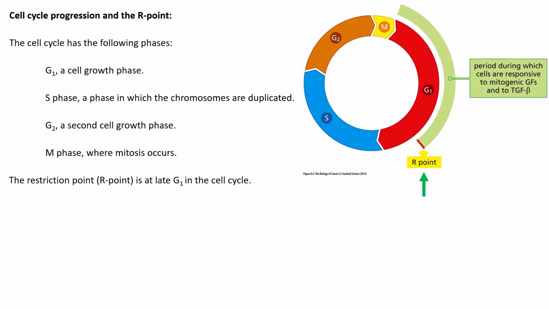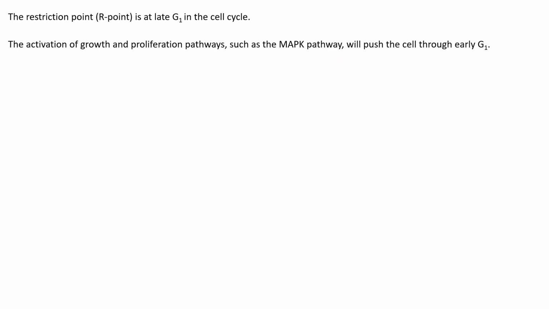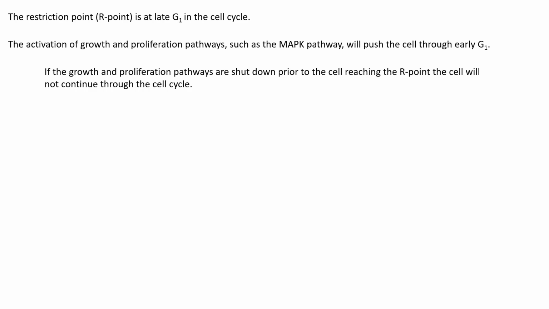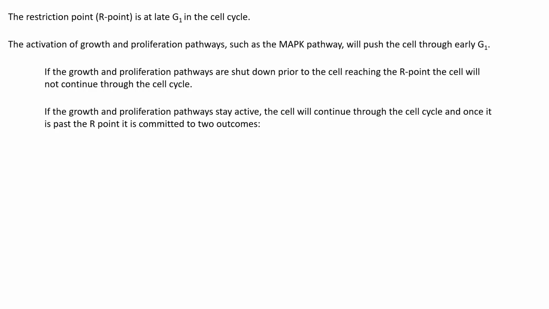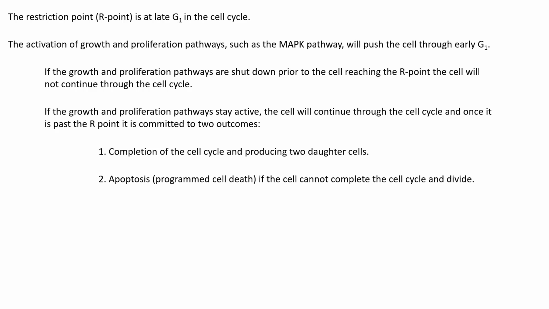The restriction point, R point, is at late G1 in the cell cycle. The activation of growth and proliferation pathways such as the MAP kinase pathway will push the cell through early G1. If the growth and proliferation pathways are shut down prior to the cell reaching the R point, the cell will not continue through the cell cycle. If the growth and proliferation pathways stay active, the cell will continue through the cell cycle, and once it is past the R point, it is committed to two outcomes. Completion of the cell cycle and producing two daughter cells, or apoptosis, programmed cell death, if the cell cannot complete the cell cycle and divide.